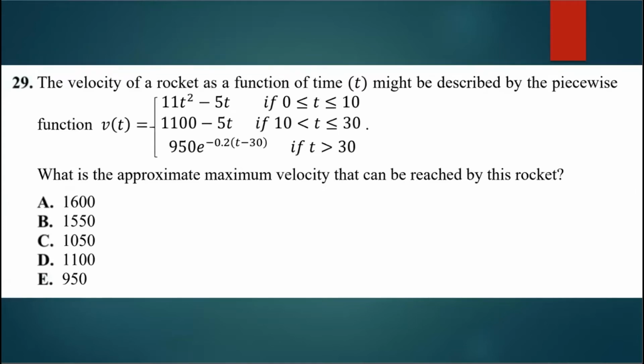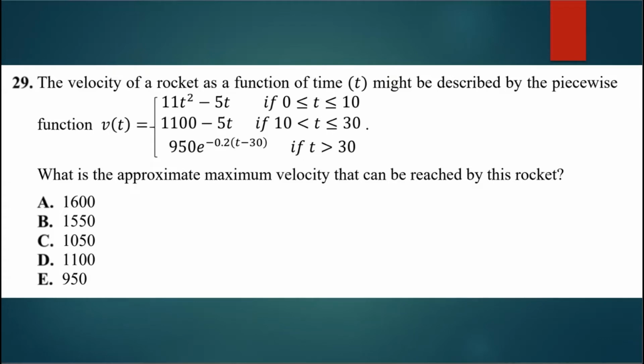Easy limit. Next one. The velocity of a rocket is a function of time t, defined by the piecewise function, blah, blah, blah. So this piecewise function takes some forms as you go up in time, like from 0 to 10, it's one form, from 10 to 30 is another form. He didn't mention whether time is measured in seconds or minutes. I think seconds. Anyway, what is the approximate maximum velocity that can be reached by this rocket?